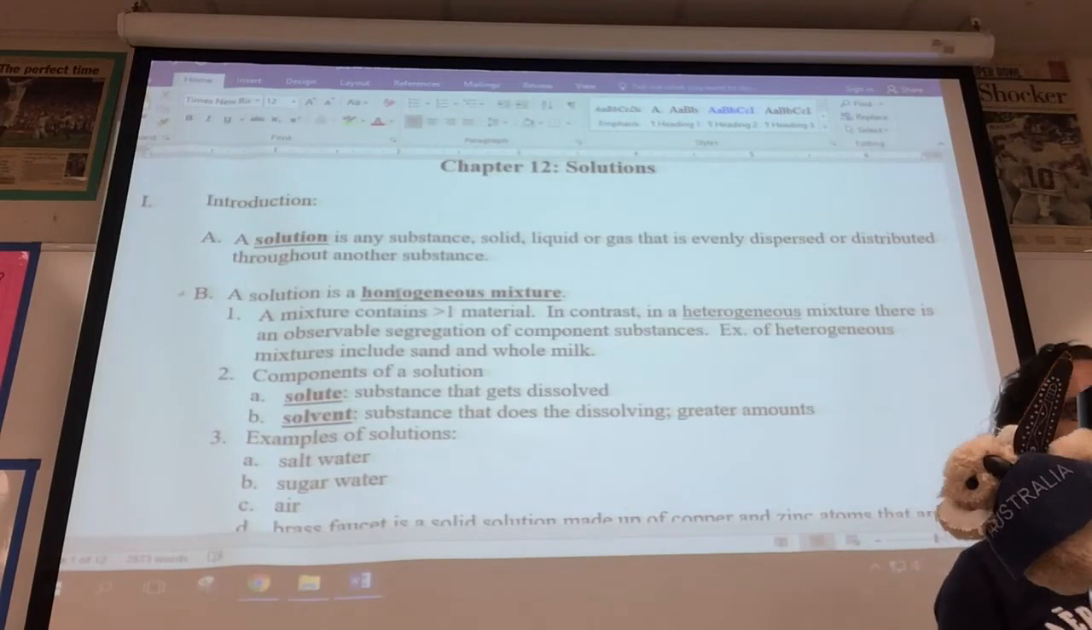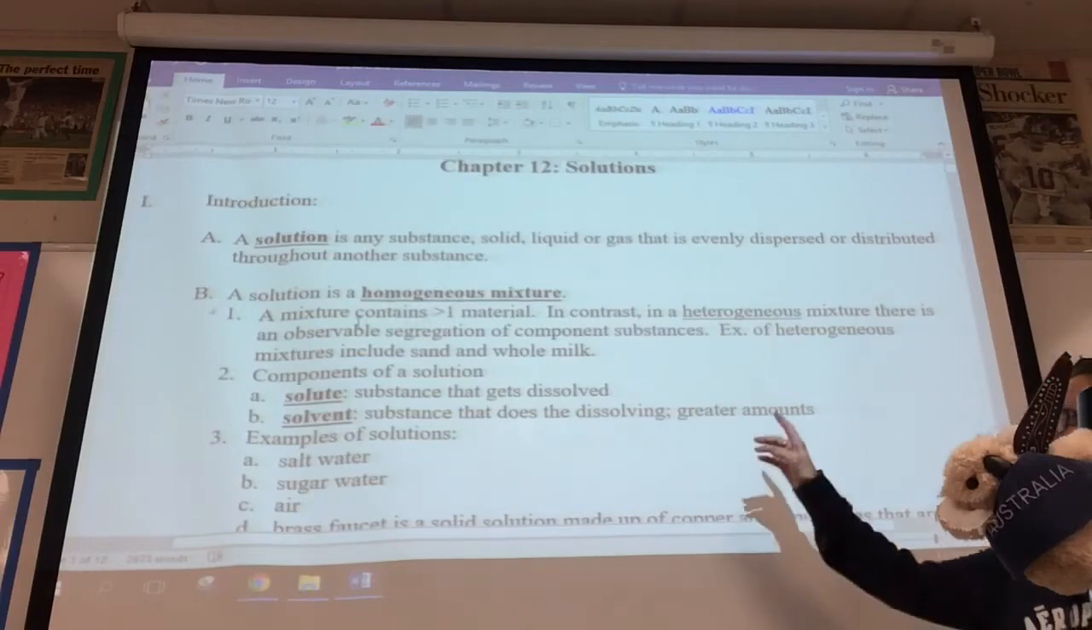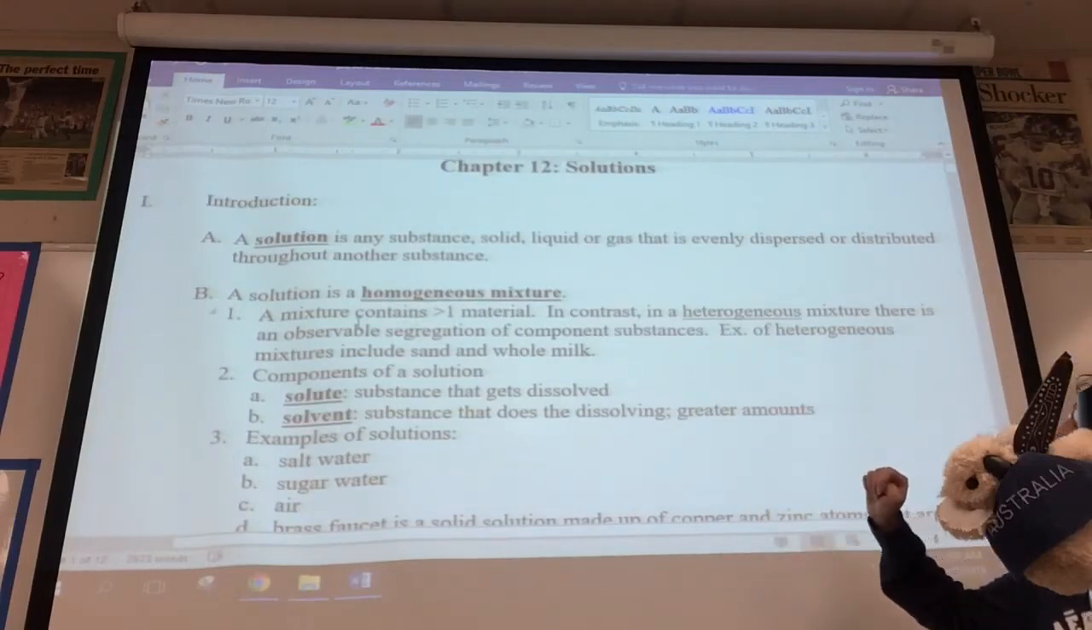So for example, one of the things you have on the table for Passover is salt water, and you wouldn't know there was salt in there unless you actually tasted it. Sugar water would be another example. That's one substance dissolved completely in another substance, so it's made up of at least two different materials, but it looks like one. And a solution is a homogeneous mixture. It contains more than one material.